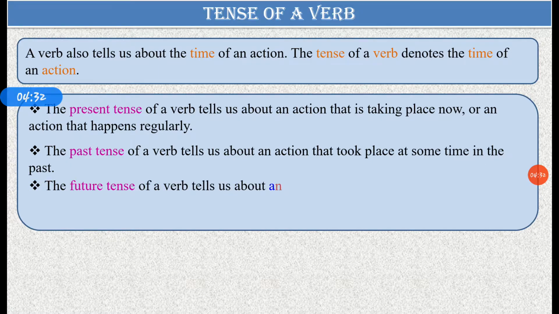The future tense of a verb tells us about an action that will take place at some time in the future. वर्ब का जो फ्यूचर टेंस होता है इससे हमें ये पता चलता है कि जो एक्शन है ये फ्यूचर में कुछ टाइम बाद होगा.